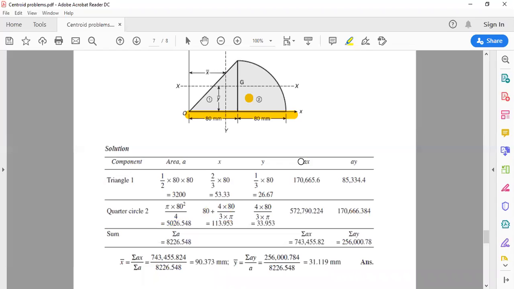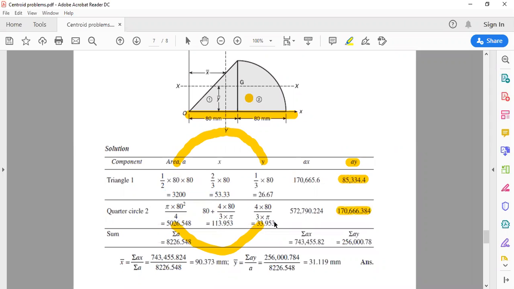So you can see here ax: this into this, and this into x, that is ax. Next you have ay. What is ay? It is area into y bar. So area into y bar, so you will get ay.